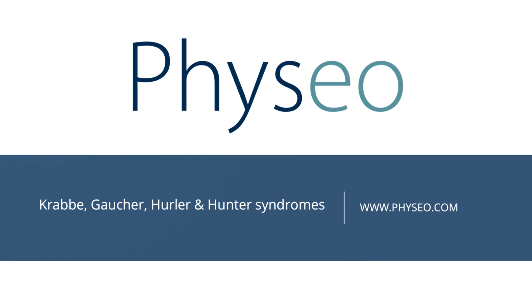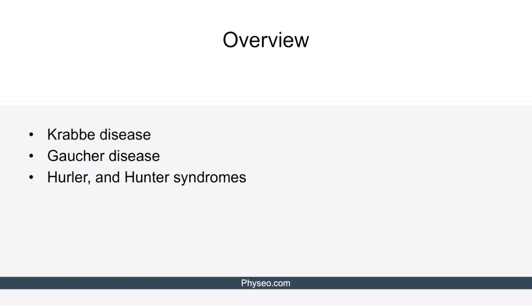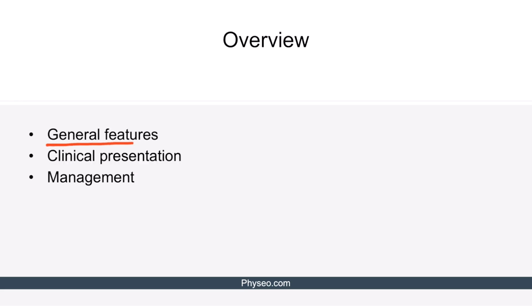Welcome to our second video on lysosomal storage diseases. Let's begin. Here is an overview of the diseases we will cover. Specifically, we will discuss Krabbe disease, Gaucher disease, Hurler, and Hunter syndromes. Let's start with Krabbe disease. We will talk about general features, clinical presentation, and management of Krabbe disease.